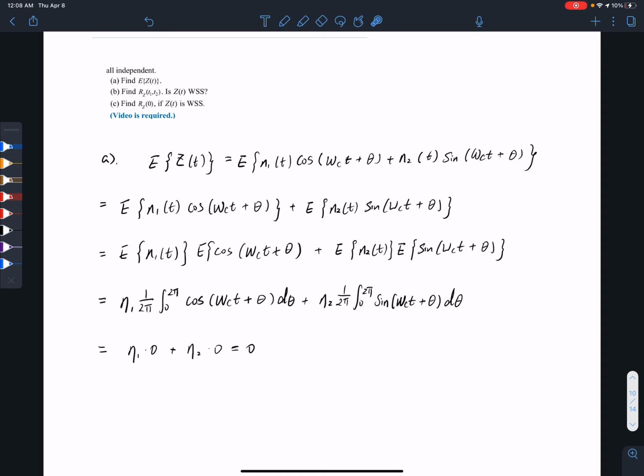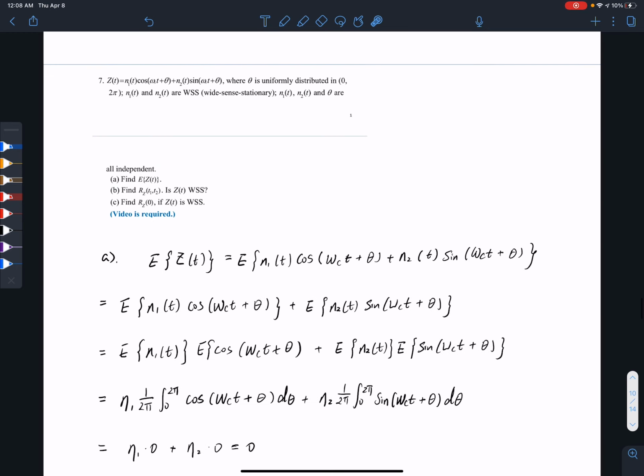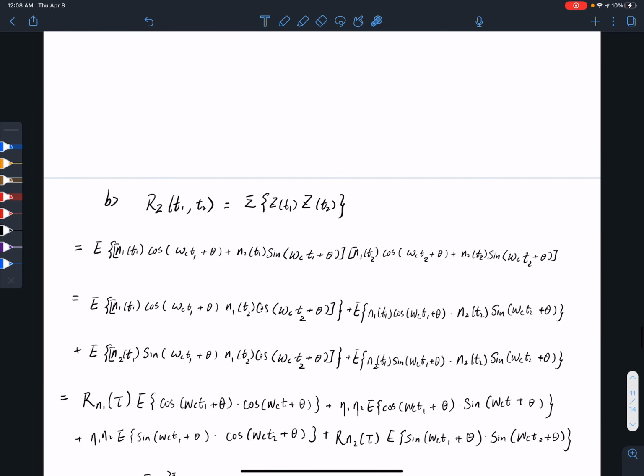For B, we are trying to find R_Z(t1, t2), and whether Z(t) is stationary. R_Z(t1, t2) is the expected value of Z(t1) times Z(t2), and we just plug t1 and t2 into the Z function.